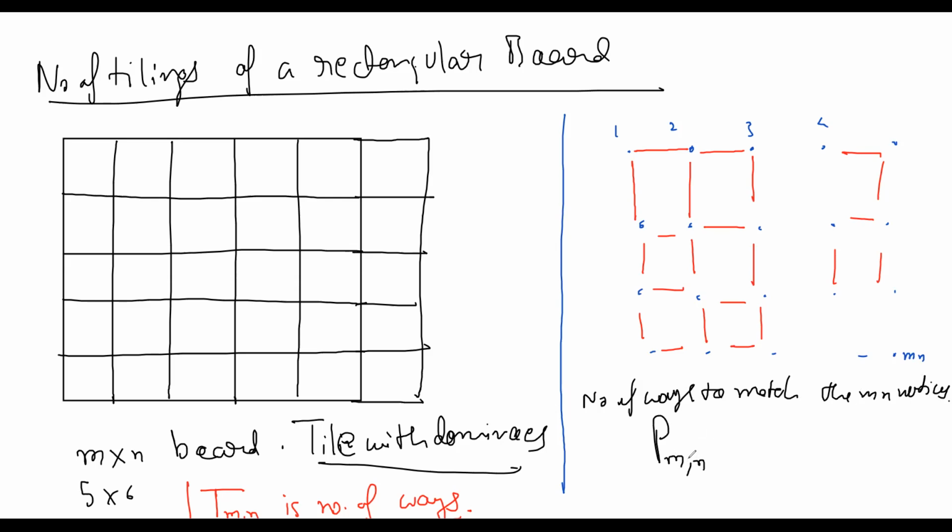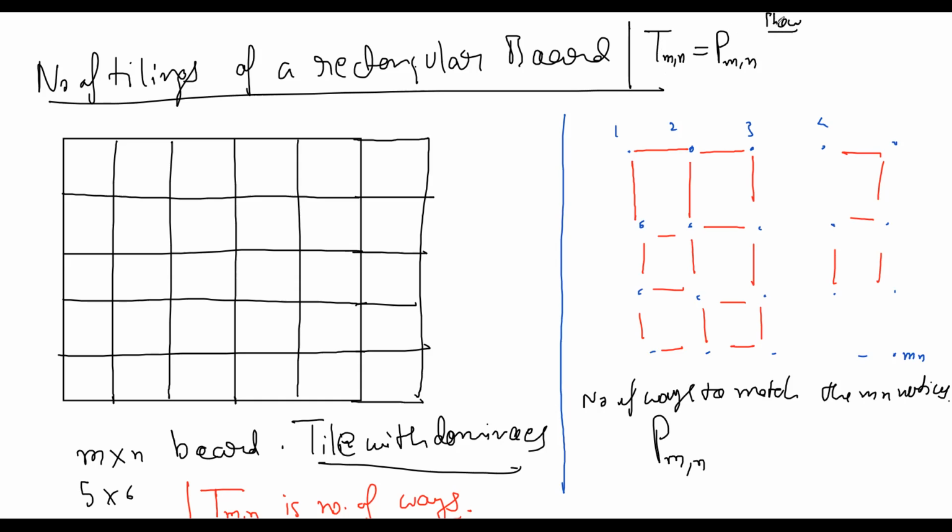So the two questions are clear. The two problems are clear. I want you to show that T(m,n) is equal to P(m,n). It's not difficult. It's just that the whole jargon is there. Otherwise, it's probably not difficult.